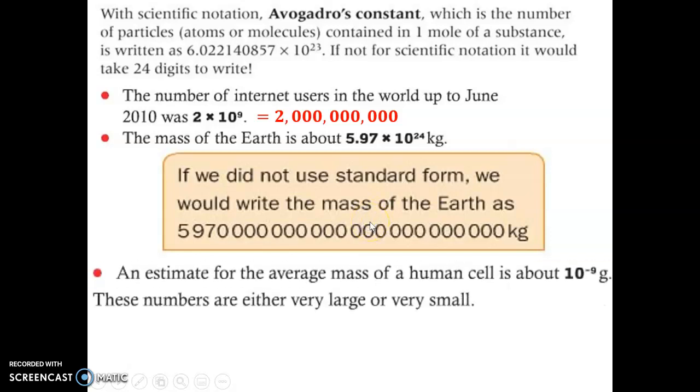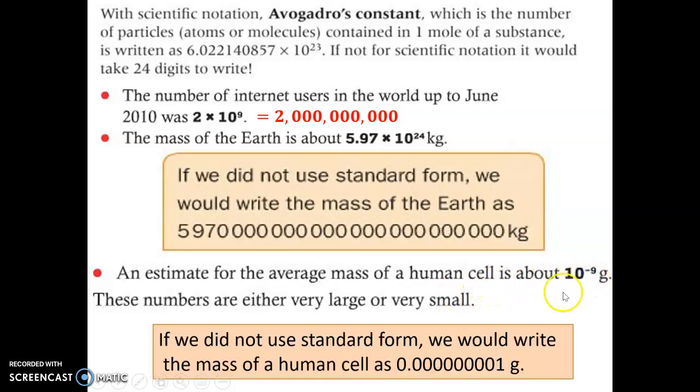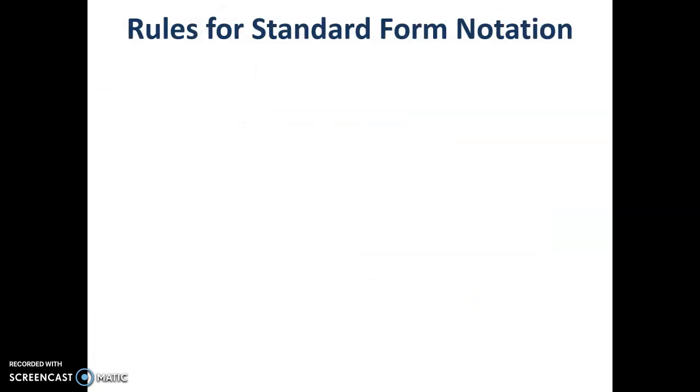Another example, an estimate of the average mass of a human cell is about 10 to the negative 9. That would be written like this, if not for scientific notation. Again, we see the negative here, telling us the number will become small, and that makes sense for the mass of a human cell. So scientific notation makes these numbers more convenient. Here are some rules.